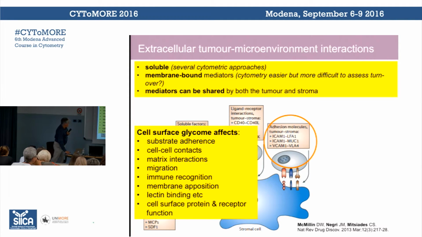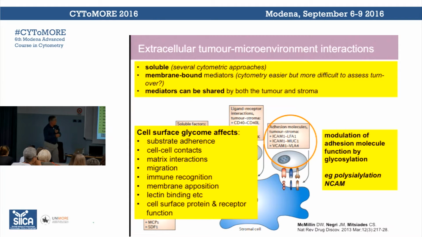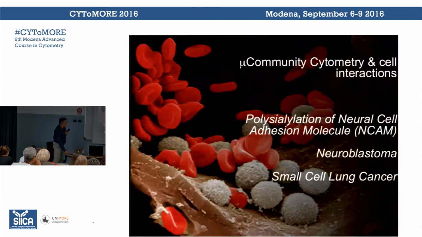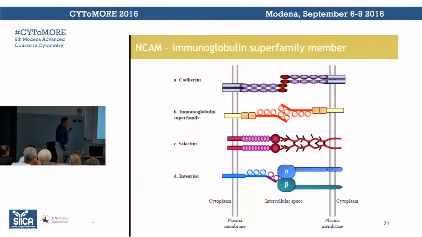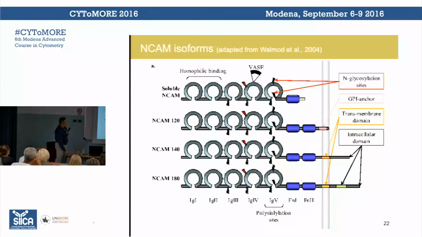So we'll be looking at, specifically, as a good example for targeting, the polysialylation of neural cell adhesion molecule. I'm just going to tell you a little bit about that. It's highly relevant to a whole series of neural crest origin tumours, not least neuroblastoma and small cell lung cancer. So, NCAM is part of the immunoglobulin superfamily. Here we have it. You'll see the other members that you're familiar with.